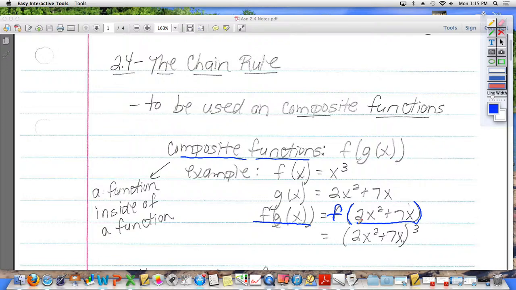The goal of this section, which I will get to in just a minute. But really what you're doing is taking this x value, 2x squared plus 7x, and plugging it into that x value right there. So you have some function cubed. If I asked you to figure out the derivative of 2x squared plus 7x to the third power, what would you do?